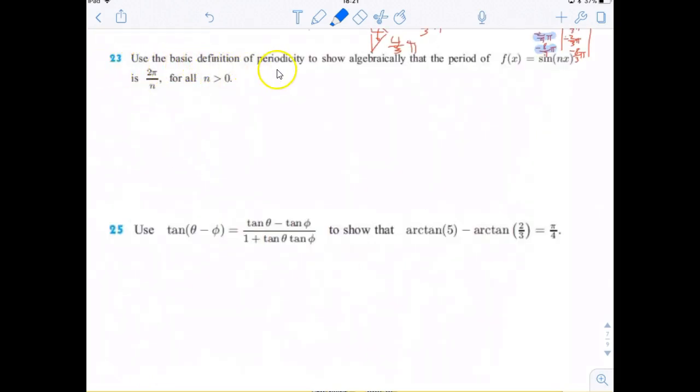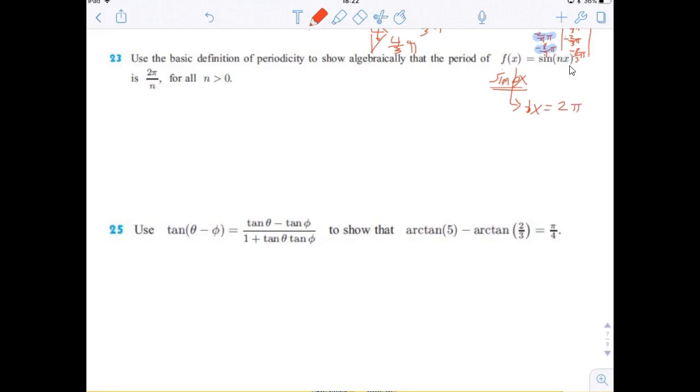Use the basic definition of periodicity to show algebraically that the period of f of x equals sine of nx is 2 pi over n for all n greater than 0. Okay, so you need to have some formula. I think it's easier just to memorize it, but for example, I usually think of it as sine of bx being my standard form, and the b times x for me is equal to 2 pi.